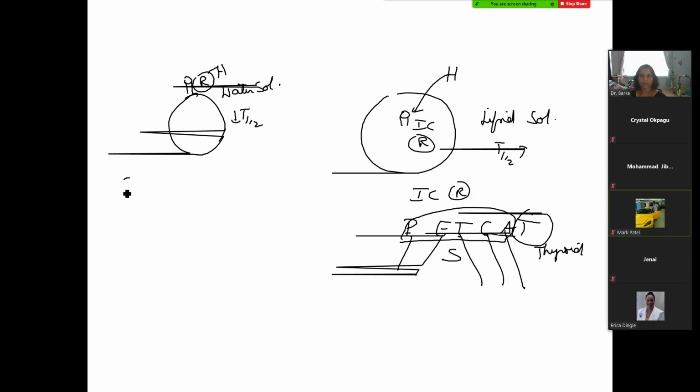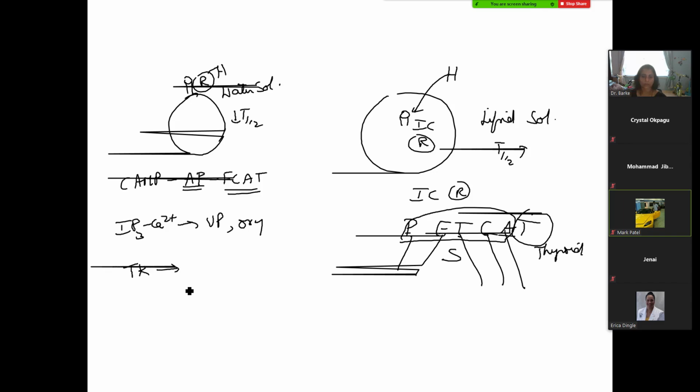Cell membrane receptor hormones are classified based on second messengers. You already told me cyclic AMP is ADH, PTH, FSH, LH, ACTH, TSH, so anterior pituitary flat hormones. IP3 calcium you also told me, with contractile activity: vasopressin and oxytocin. Tyrosine kinase, which were the hormones?